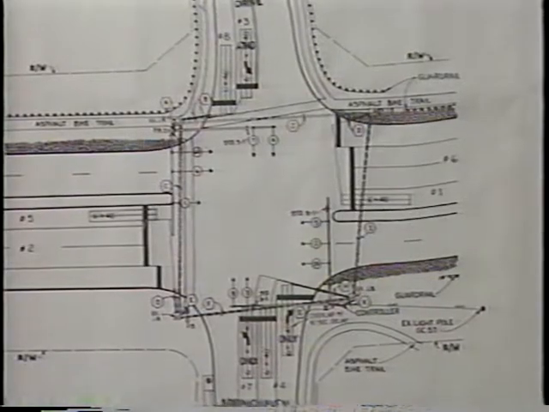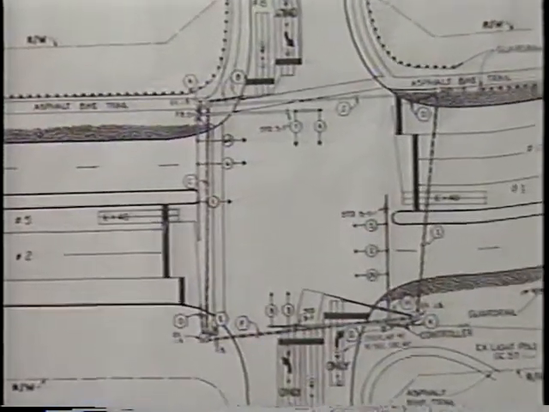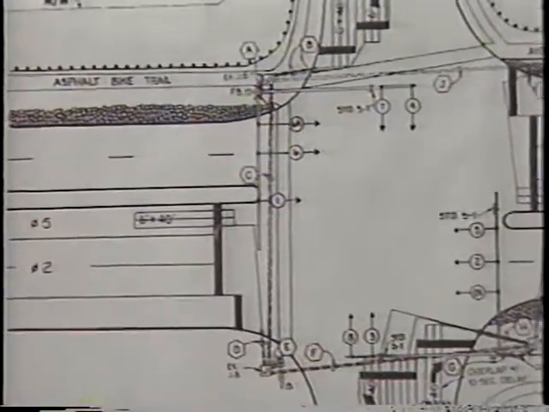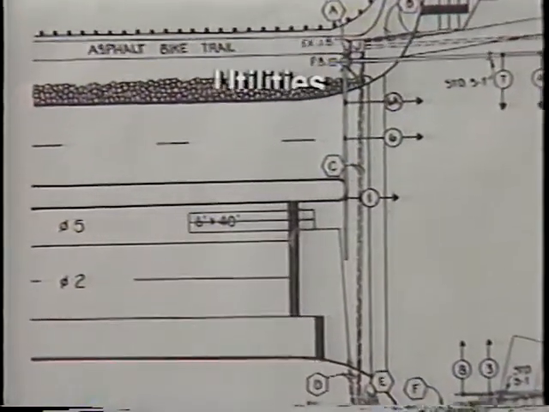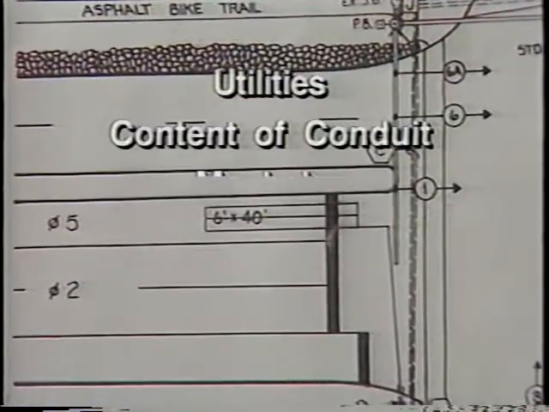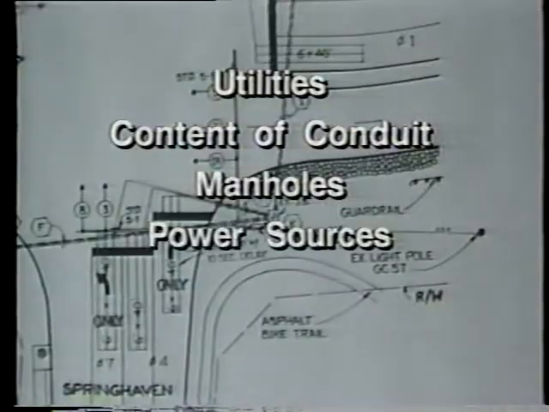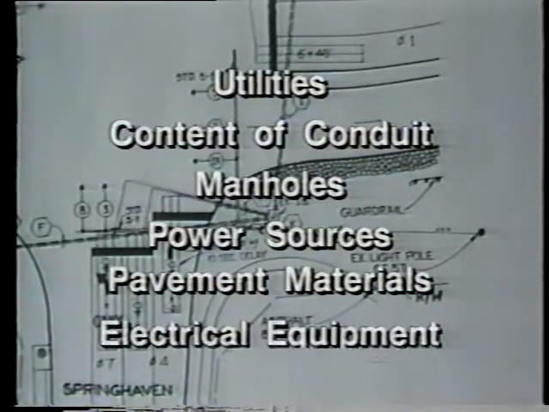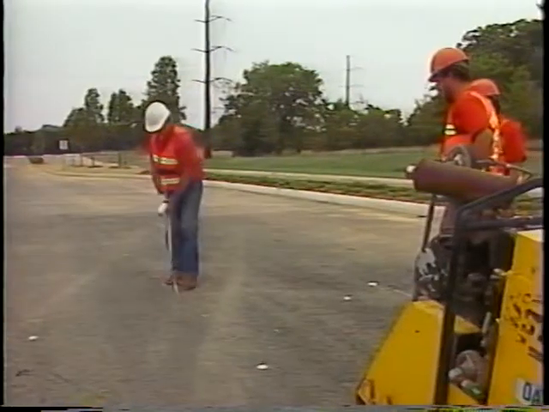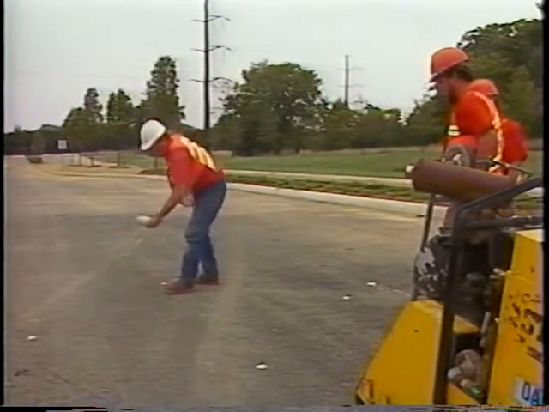A basic guideline for the installation crew, this scale drawing should include the location of all underground utilities and contents of conduit, manholes, power sources, pavement materials, and any electrical equipment that would interfere with the installation. If the detector installation is to be performed by a contractor, the scale drawing becomes part of the procurement package.